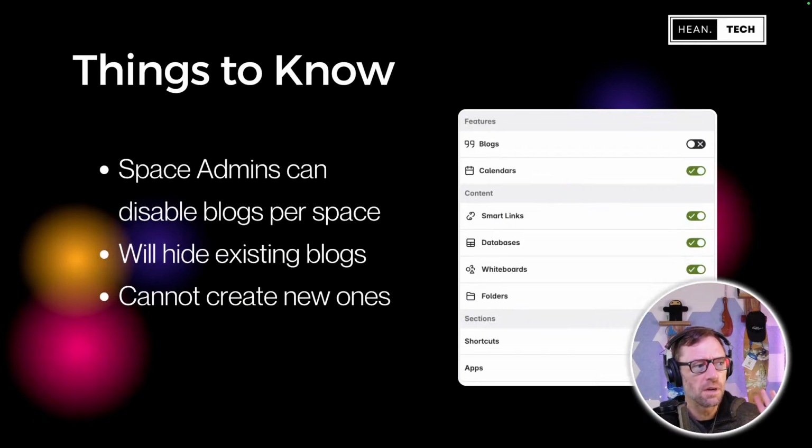Some other things to know about blogs: they can be turned off. This drives me nuts. Sometimes I'll go into a space and I can't add a blog, and this is true for every type of content except pages. The space admin can turn them off. I don't think this is in Data Center, it's in Cloud, but they can be disabled. This might be done because your team has decided we don't need this.